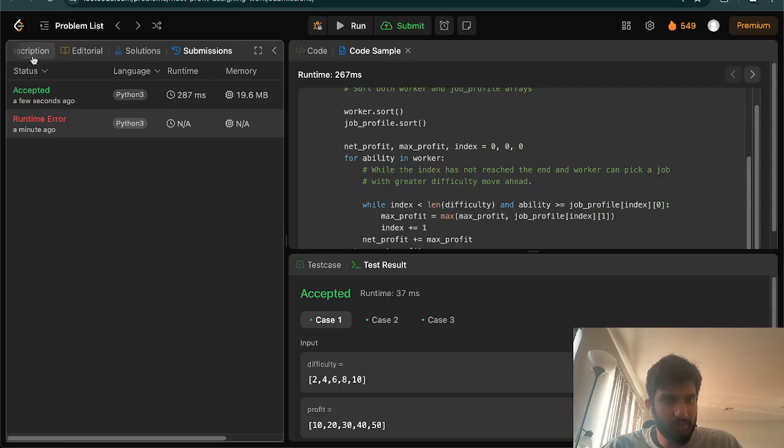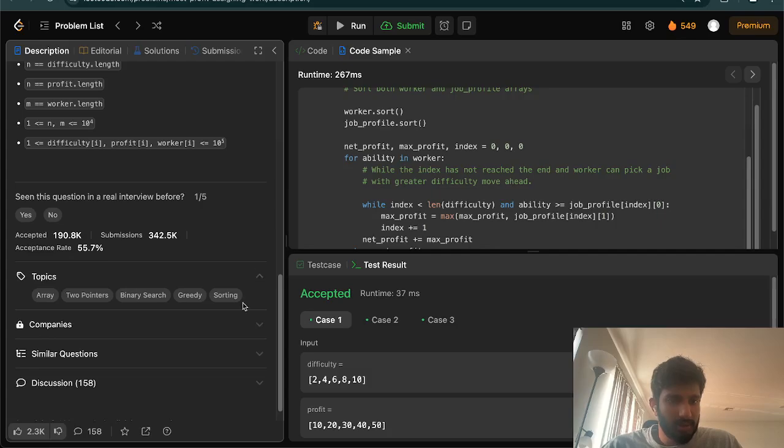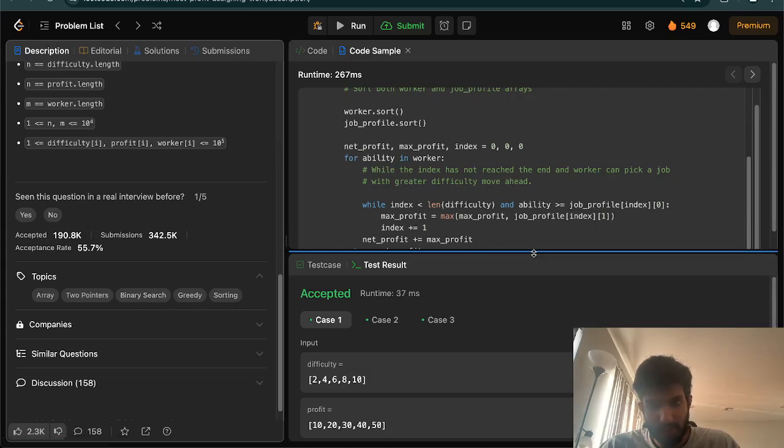This would definitely be interesting to solve in C++, I guess. And this would be a greedy problem because we're just taking the maximum and we're sorting. It can be turned into a binary search.